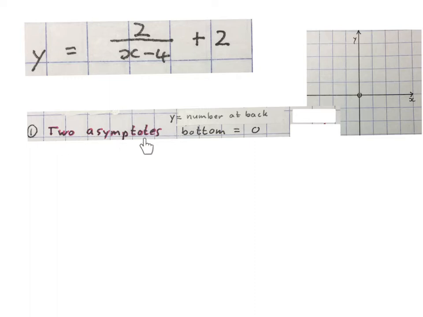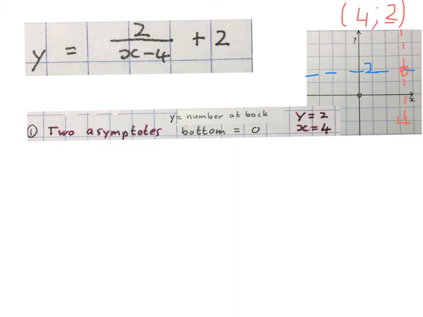First, we find out the two asymptotes and write down their equations. Easy to remember, the first one is y equals the number at the back. The one is y equals plus 2. You write the equation down and you fill it in roughly on your Cartesian plane. The next asymptote is bottom equal to 0. That means x minus 4 equals 0. You simplify that, you get x equals 4. You indicate it on your Cartesian plane. And I advise you to write the coordinate where they meet down close to the crossing.